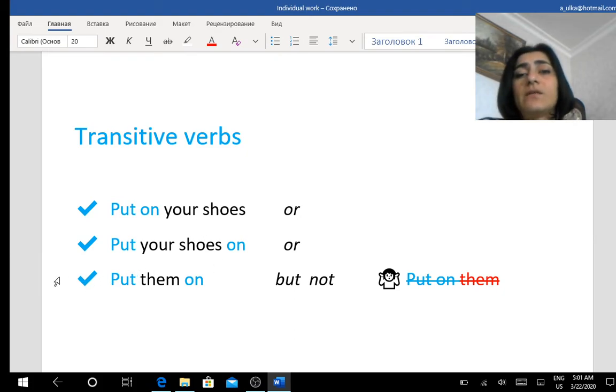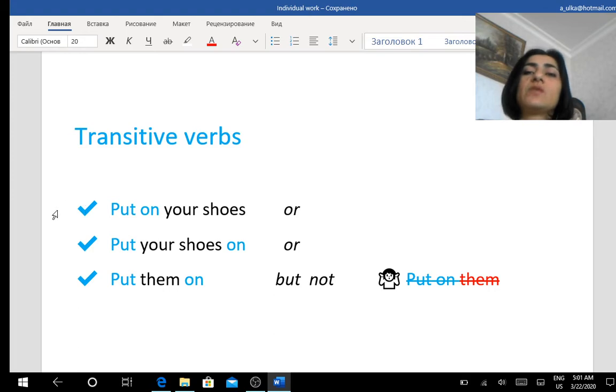And the third example is how it works with pronouns. If we don't say put your shoes on, we just want to say put them on. So you can easily put a pronoun between a verb and a preposition. But you have to be careful not to use the pronoun after the verb. So you cannot use this construction, put on them. The pronoun must always be placed between a verb and a preposition.